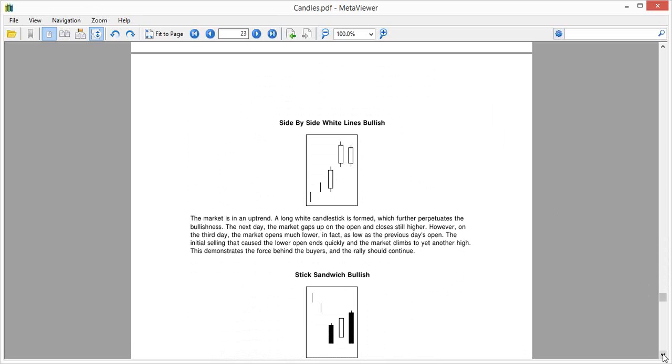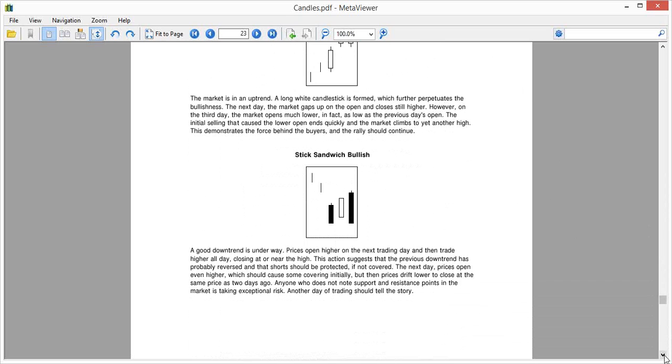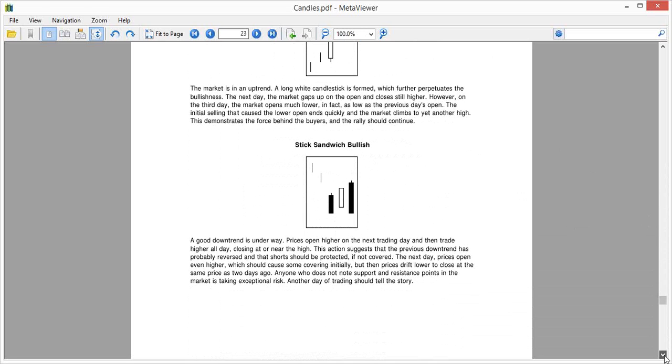The initial selling that caused the lower open ends quickly, and the market gaps to yet another high. This demonstrates the force behind the buyers, and the rally should continue. So we gapped up, still in an uptrend, and the market tested a low, but again, we're still in a bullish formation. Stick sandwich, bullish.